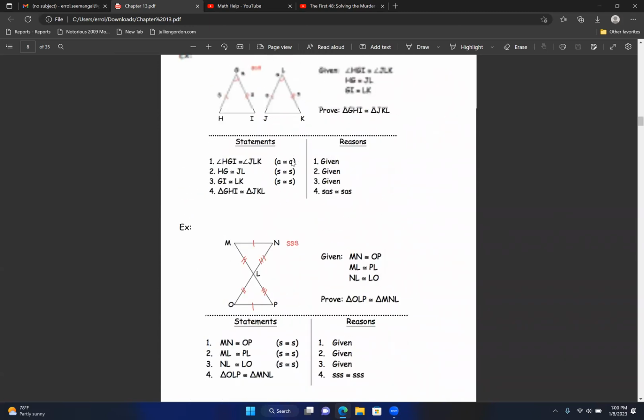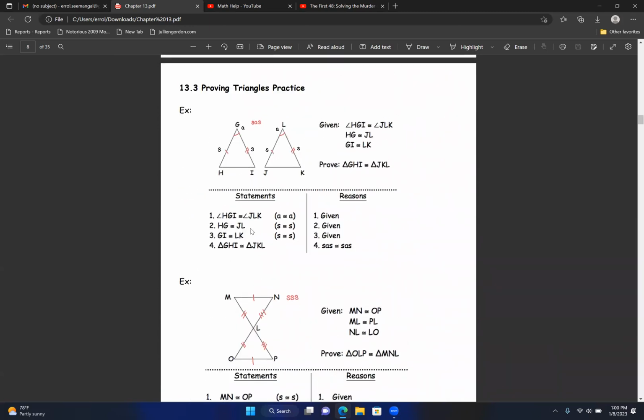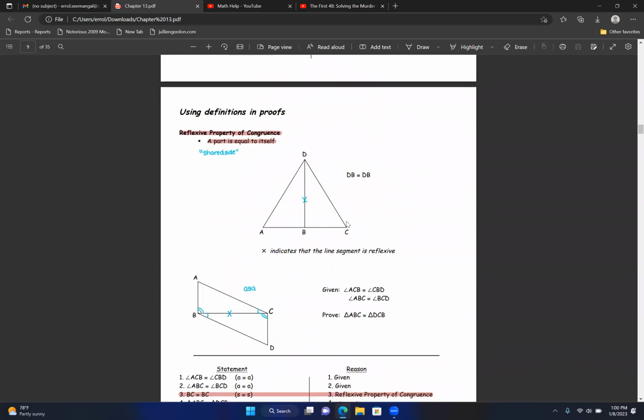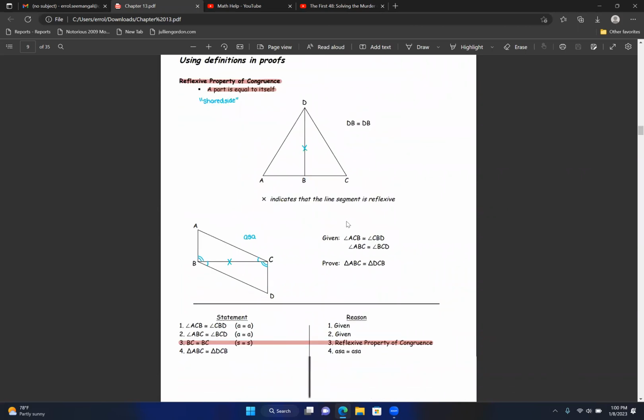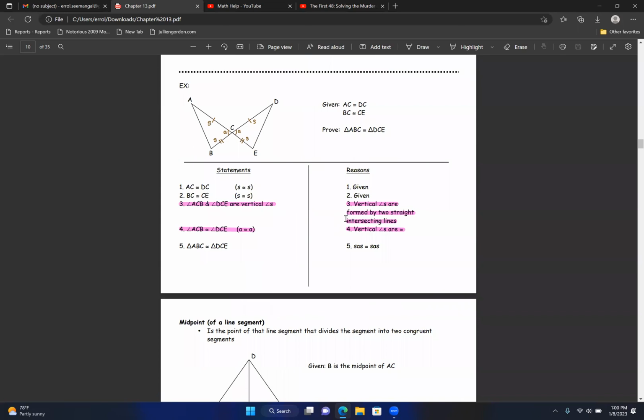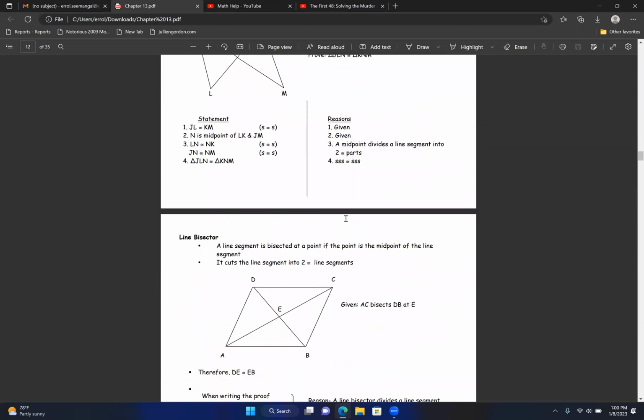Okay, so here are some examples to follow. 13.3. So basically on the left, you just state what's congruent or what's equal to what. And then on the right, you just give the reason. Have you guys started this yet? Or are you going to work on this this week? We started that, yeah. Okay. Do you understand all of this stuff?